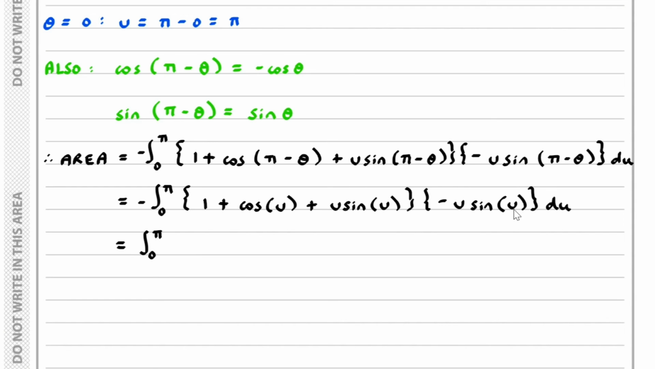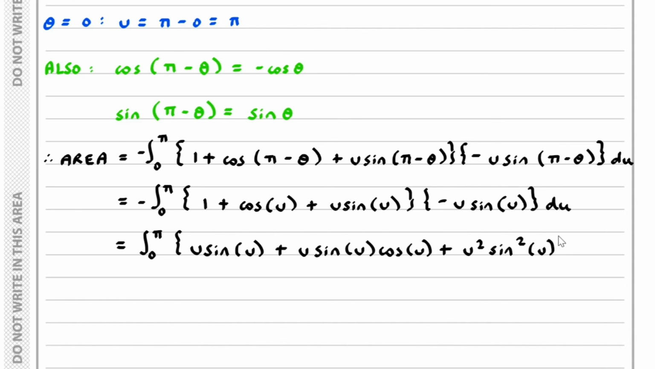Now here I've got 1 times u sine u, so that's just going to be u sine u. And then here I've got cos u times u sine u, so that's going to be u sine u cos u. And then here I've got u sine u times u sine u, so that's going to be u squared sine squared u du. So now I need to simplify all of this even further.